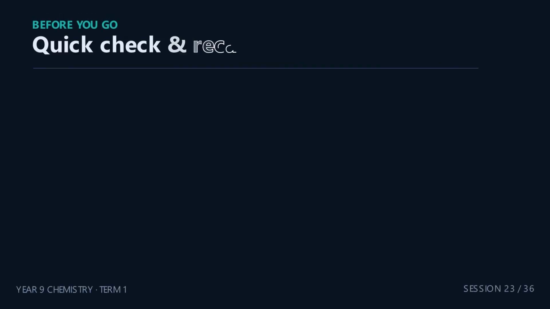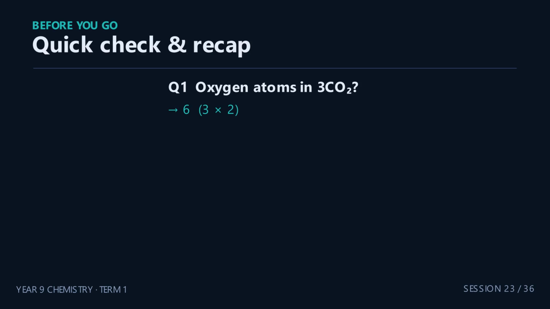Let's check your understanding. Question 1. How many oxygen atoms in 3CO2? Pause and answer. 6, because 3 times 2 is 6. Question 2. What does aq mean? Dissolved in water.